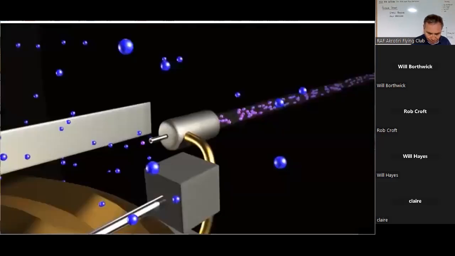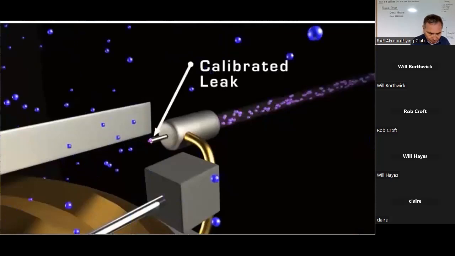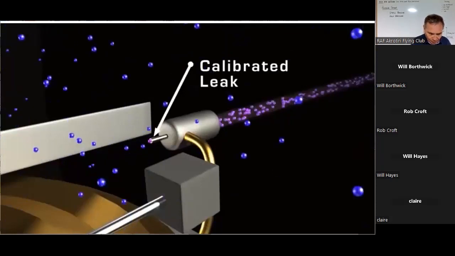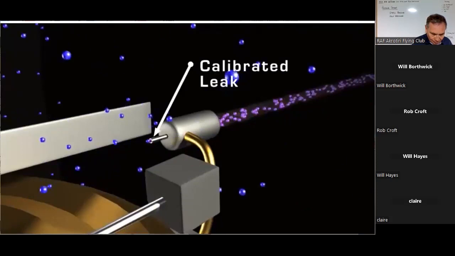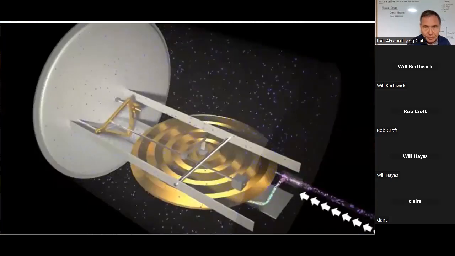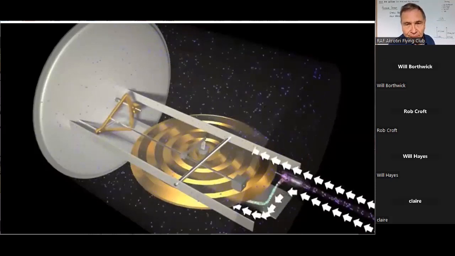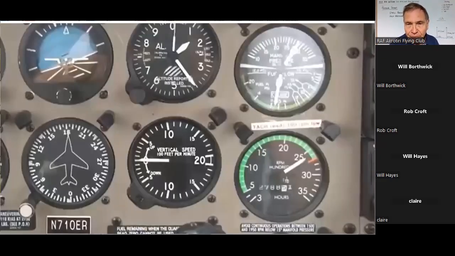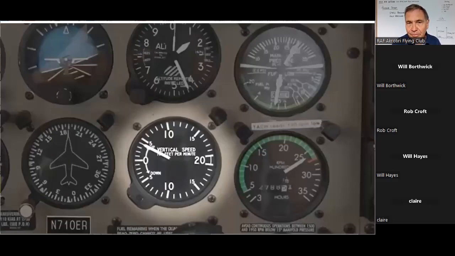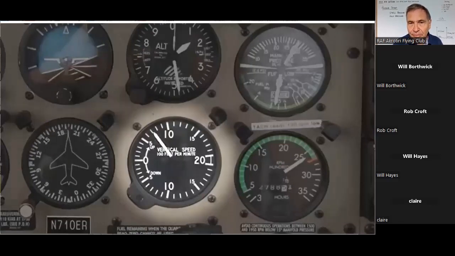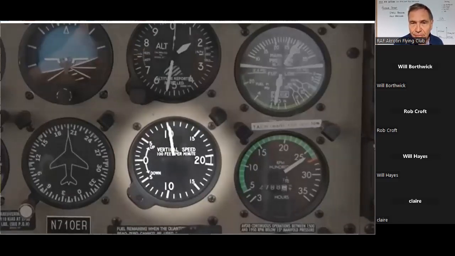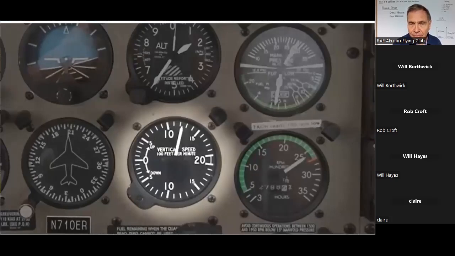This calibrated leak is nothing more than a tiny hole, which limits the rate at which the pressure of the case can change. When a plane climbs or descends, the diaphragm pressure will change instantly, but the case pressure changes slowly. This results in two different pressures. The difference in pressure allows the instrument to display the vertical speed. Be aware, however, that it takes a few seconds to read accurately, so anticipate a slight amount of lag.